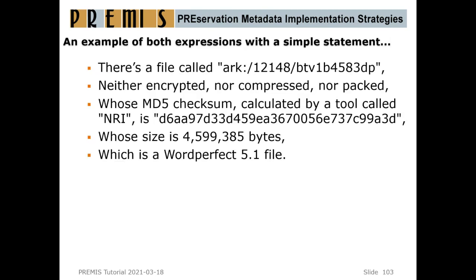So here is where I'm more confident in what I'm saying, is that we do have a file. It has a name. It's an ARC descriptor. Nobody has done something with it. It's not encrypted, it's not compressed, it's not packed. It's just a file. What we do have is a checksum of the type MD5. It has been calculated by a tool called NRE. Quite frankly, I don't know what tool that is.